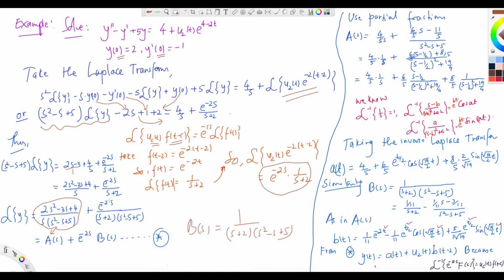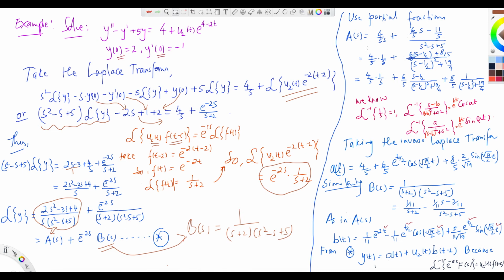I'm keeping e to the negative 2s, okay, so that when we take the inverse Laplace transform to solve for y, we will use e to the negative 2s and then some function there, and then take the inverse transform of that. Okay, so that's why I'm keeping that e to the negative 2s, and whatever is left is actually B(s). So B(s) is that value. So what we do next is we use the partial fraction for A(s) and B(s).